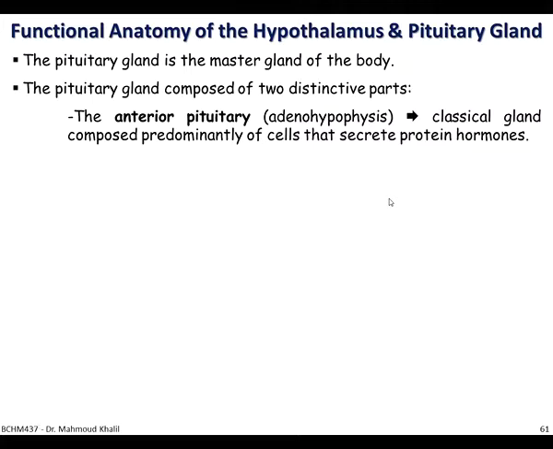Hello. We'll start today with the functional anatomy of the hypothalamus and the pituitary gland. As we said in the last lecture, the pituitary gland is the master gland of the body. It is composed of two distinct parts: the anterior pituitary, which is the adenohypophysis, the classical gland composed majorly of cells that secrete protein hormones.